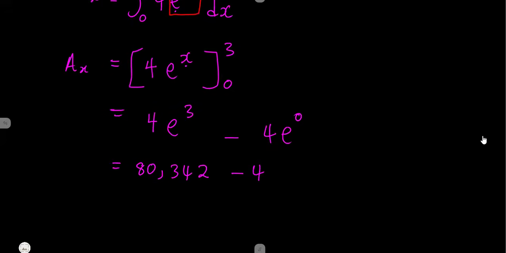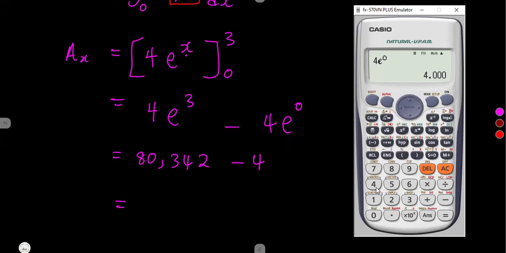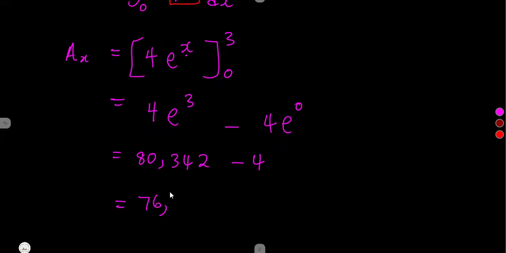So we're going to subtract. What is the difference between these two? Let's see, 80 minus 4. 80 minus 4 is 76. So that's 76,342.